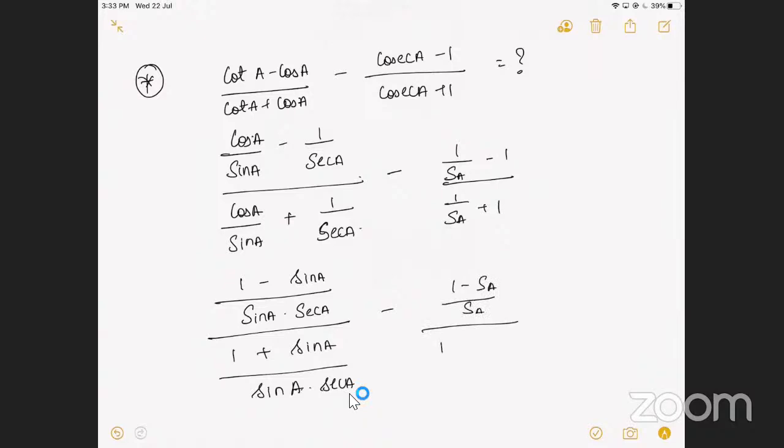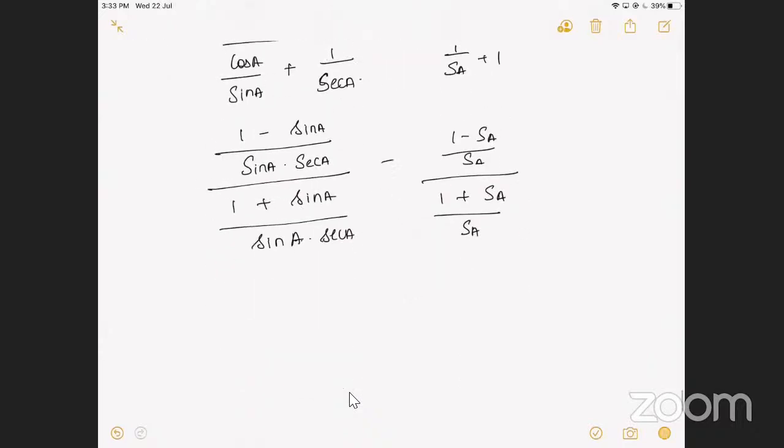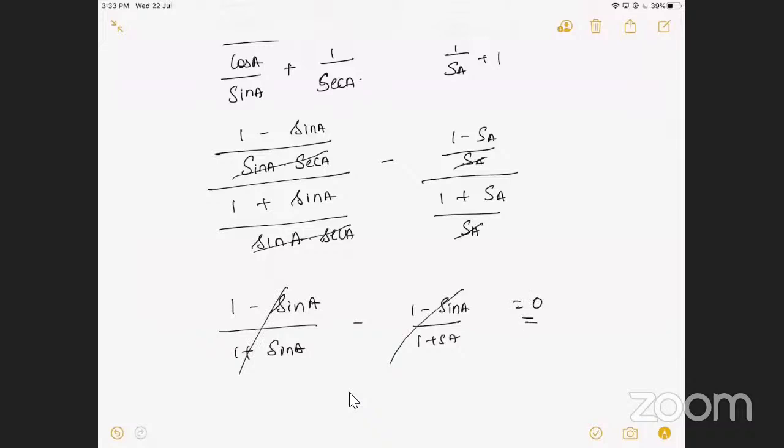Sir, SA is sin A, right? Yeah, S is sin. So both the denominators are cut, 1 minus sin A, and this is also cut. 1 minus sin A upon 1 plus sin A minus 1 minus sin A divided by 1 plus sin A. Understood?